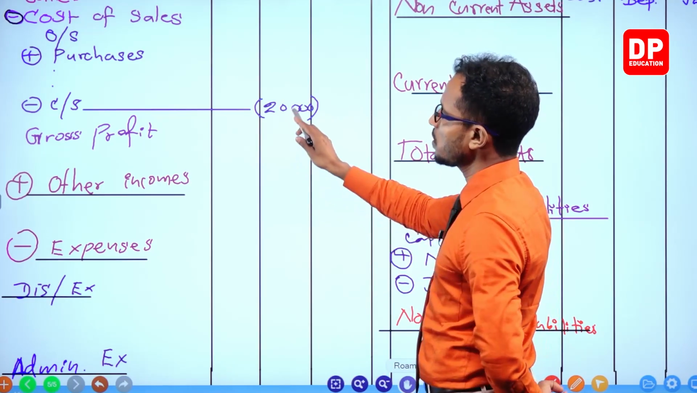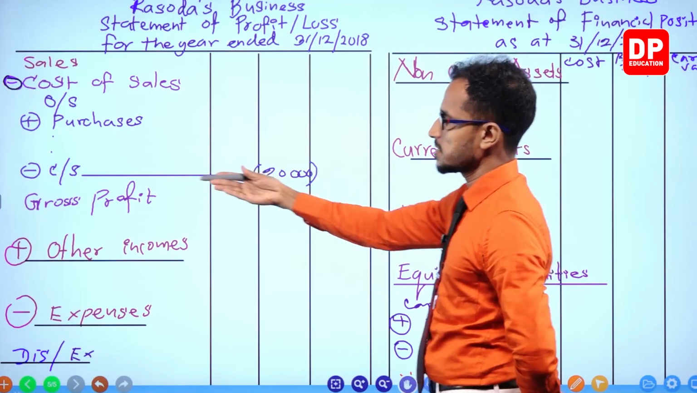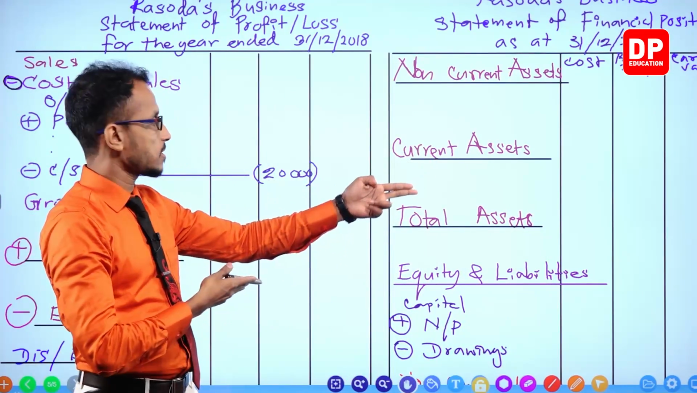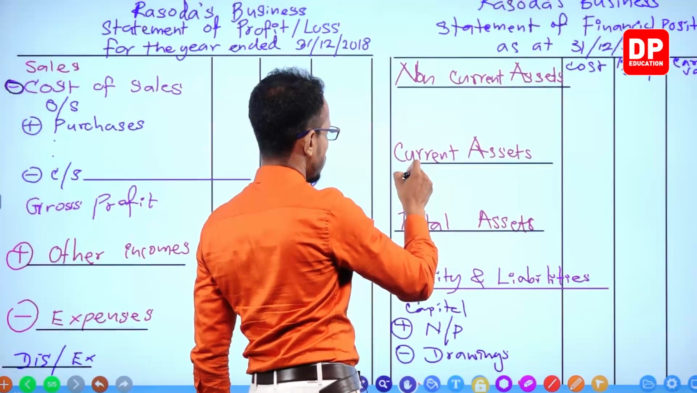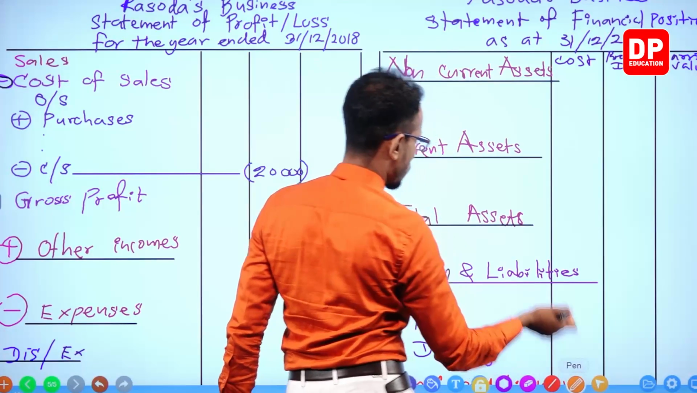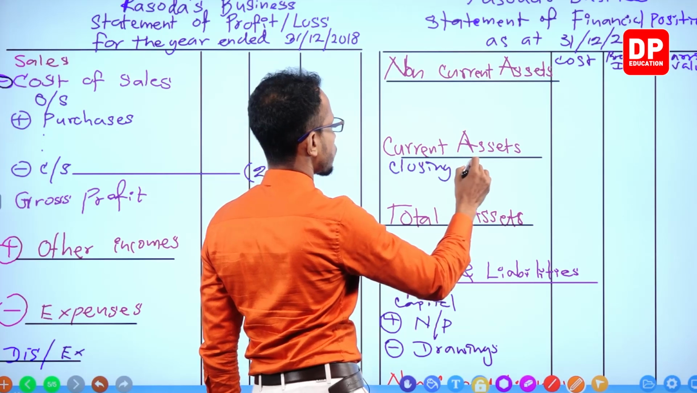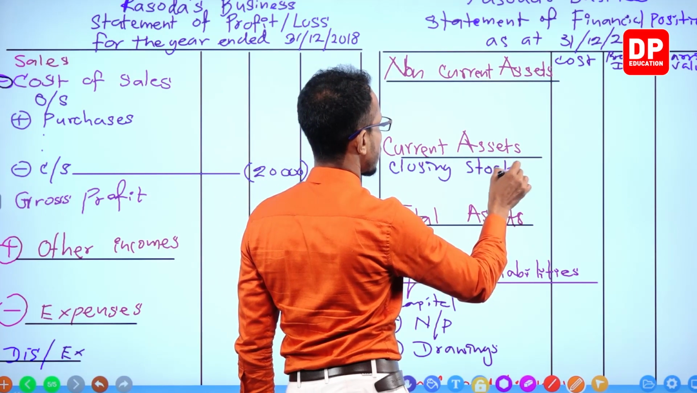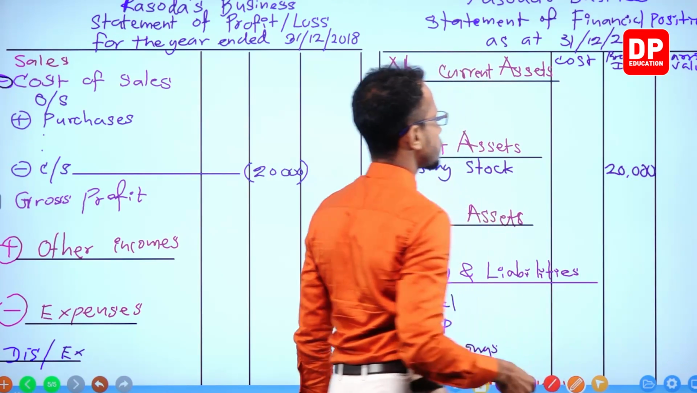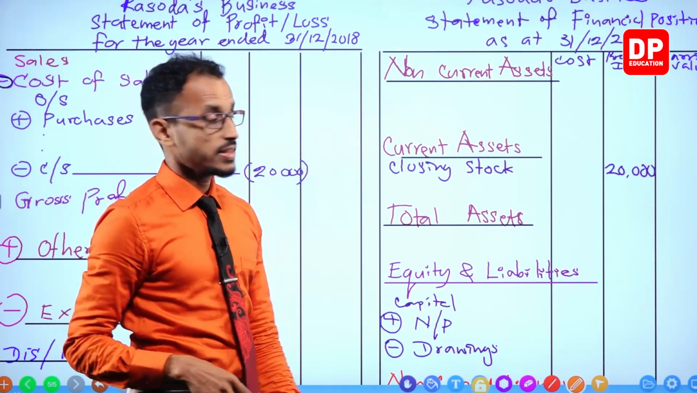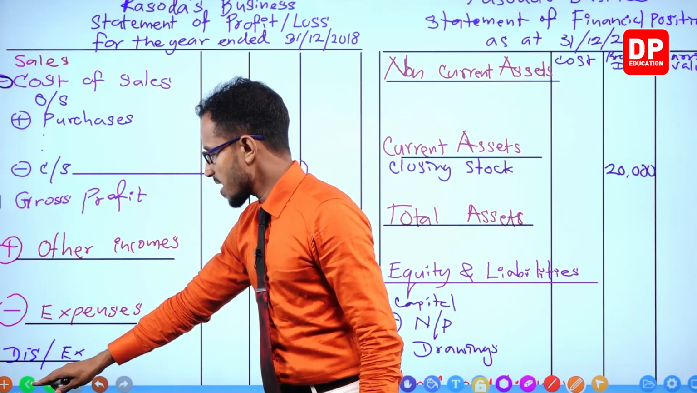This is the profit or loss statement. Can you see this? And it should go to current assets of the statement of financial position. Closing stock. Put it in the next column, the second column, 20,000. Got it? Next adjustment.